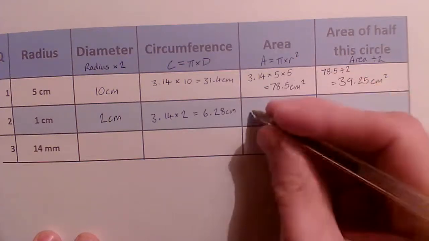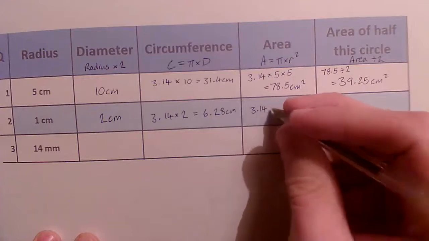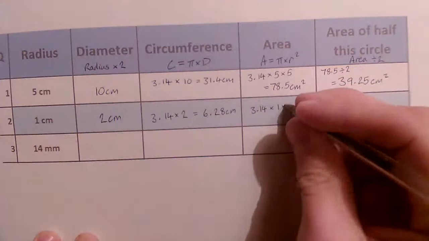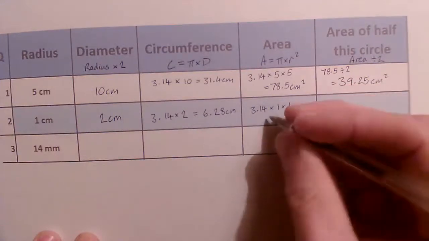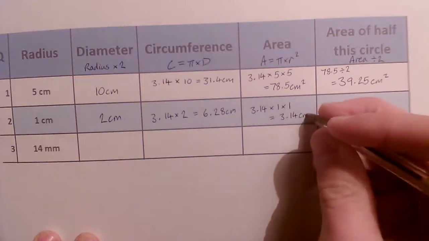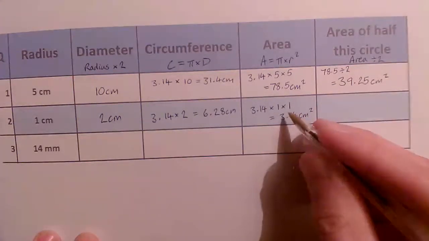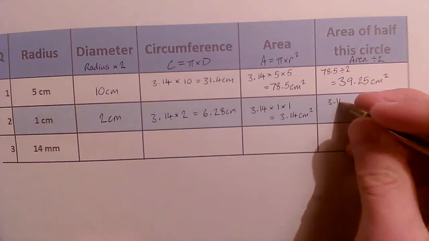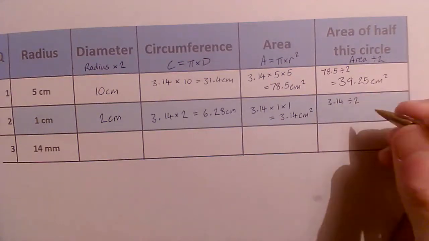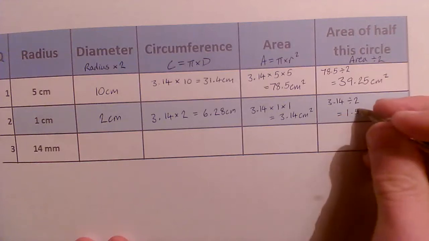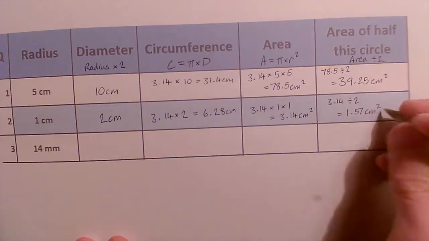My area column is 3.14 times the radius squared. Now the radius is 1, and we times it by itself, so 1 times 1. So that, when you put it in the calculator, gives you 3.14 back, because timesing by 1 doesn't change anything. Area of half that circle, we're doing 3.14, which was our area of the whole circle, and we're dividing it by 2. And that works out as 1.57 centimeters squared.